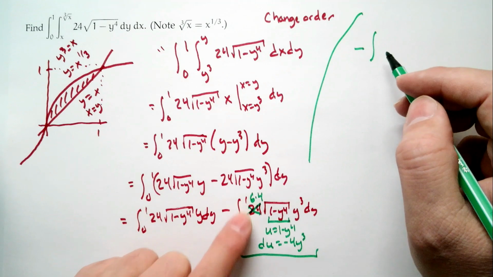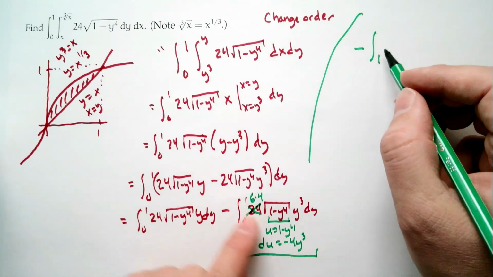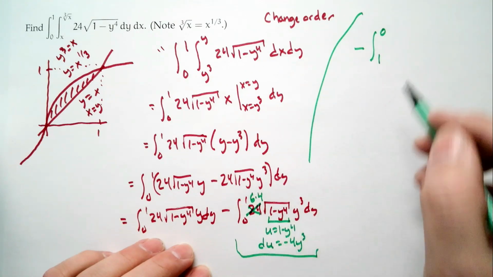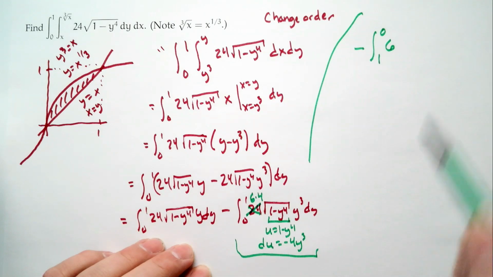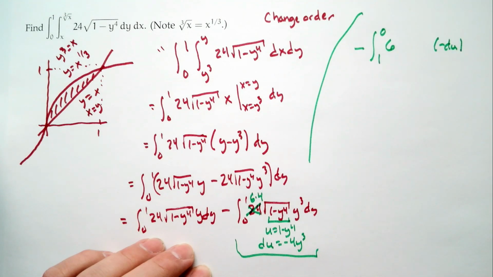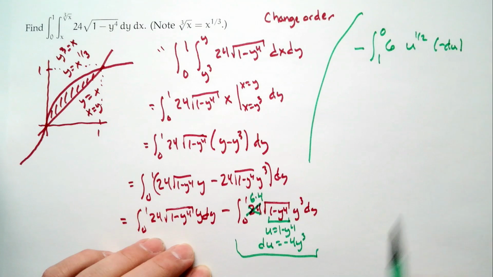Now we got to do the bounds. So they were from 0 to 1. So we plug in 0, we get 1. Plug in 1, we get 0. And then we have the 6, because nothing happens to that. But then a 4y cubed dy, that's going to give us a minus du. And then the square root of 1 minus y to the fourth becomes a u to the 1/2.